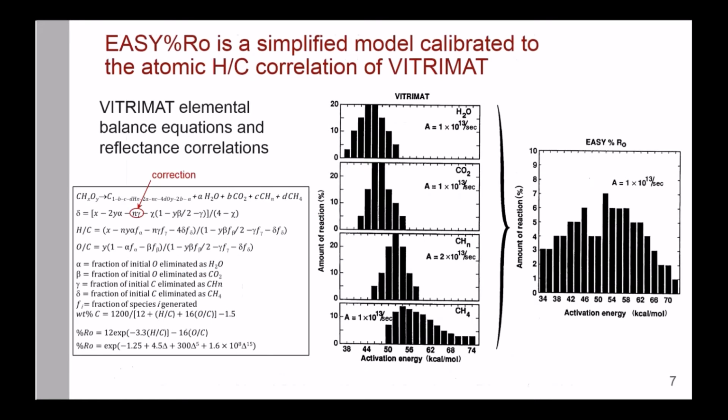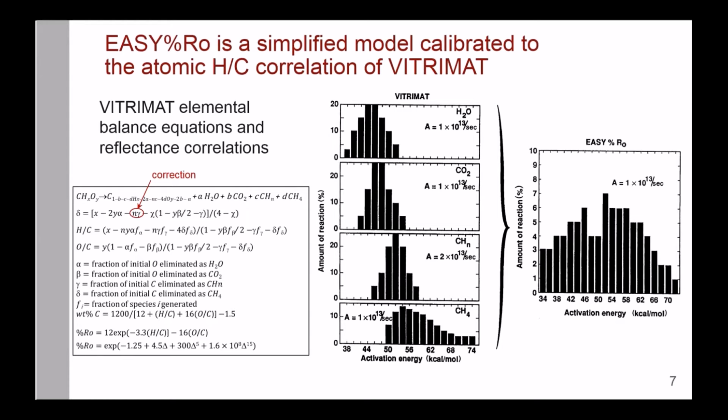I mentioned previously that EZR0 is a simplified model of Vitrimat, correlated to the hydrogen to carbon correlation of Vitrimat. The equations governing Vitrimat are shown on the left-hand side. They're really just elemental balance equations written down, assuming that there are four products: water, carbon dioxide, higher hydrocarbons, and methane. And then these are the activation energy distributions for those four reactions. Each one is considered to be a complex reaction.